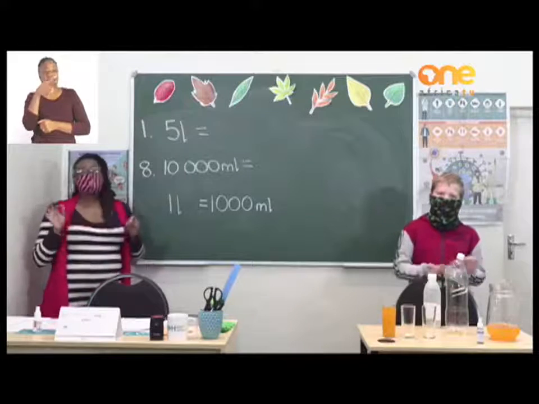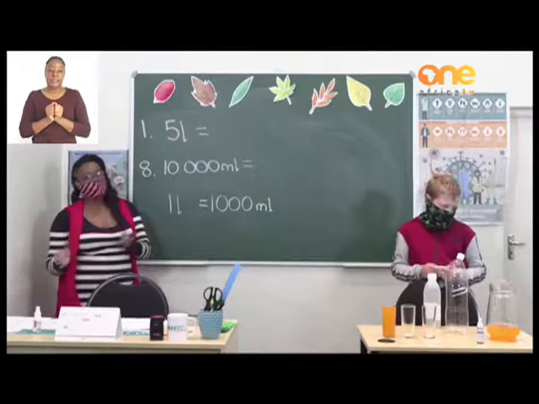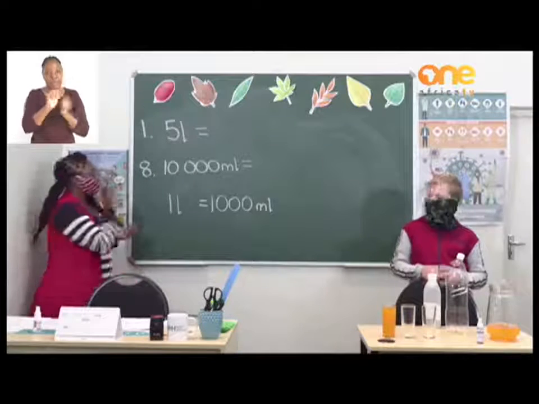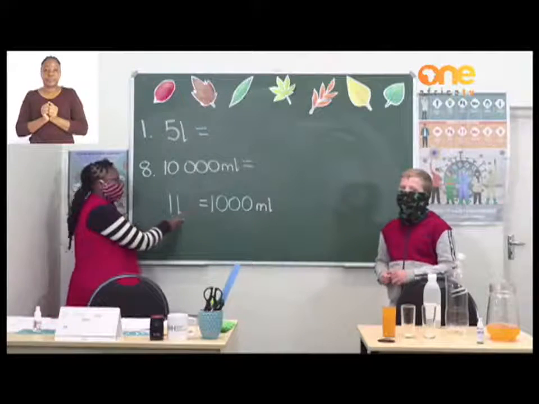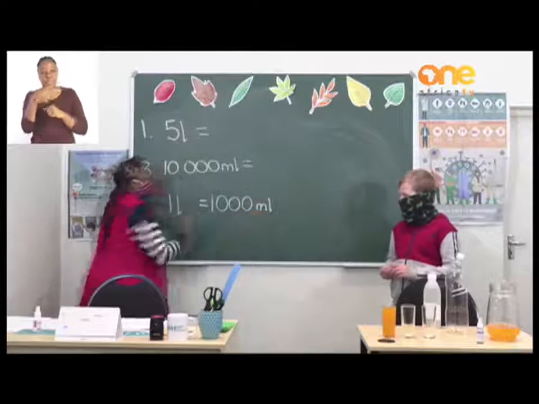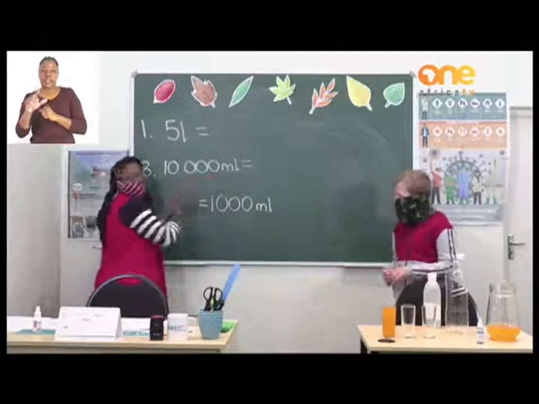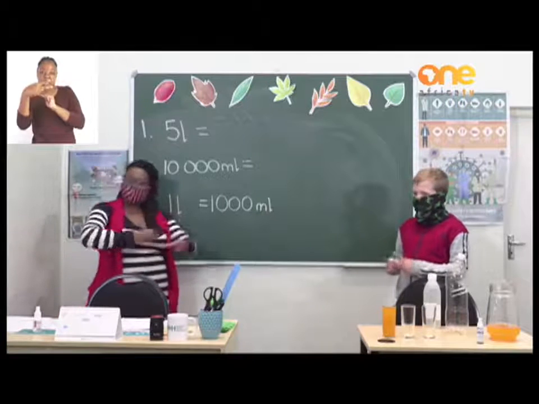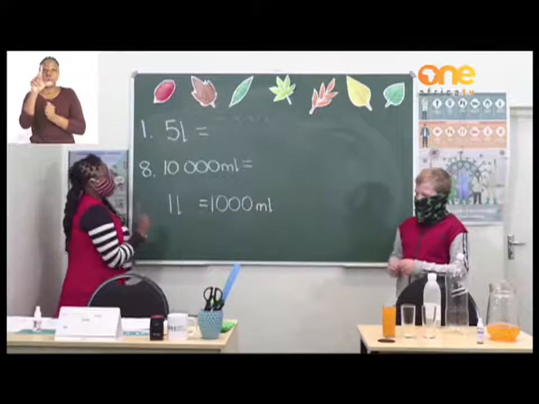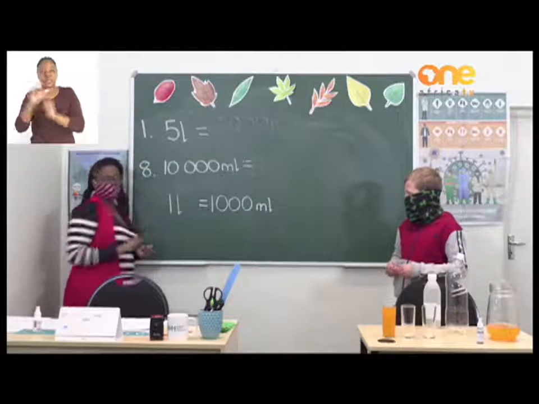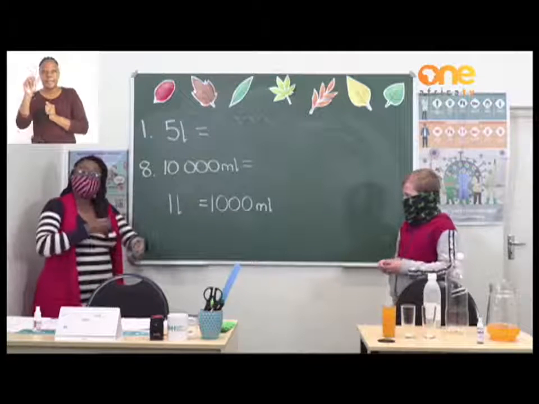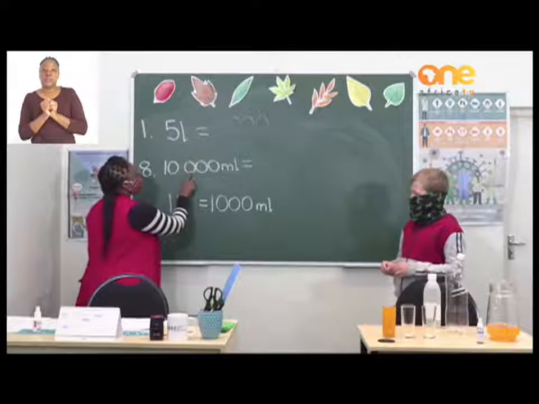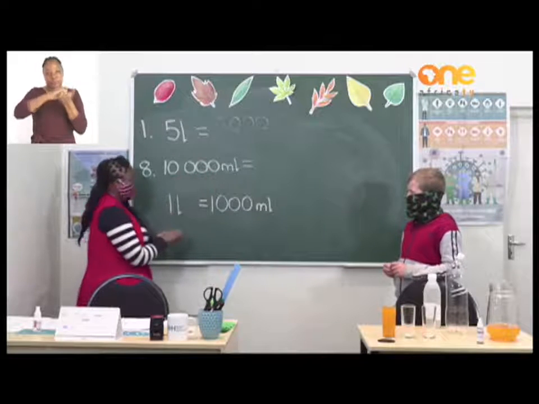Let's take a look at number 8. Now, instead of changing it from liters to milliliters, we are now changing from milliliters to liters. Let's take a look at it. Remember, our note says that 1 liter is equal to 1,000 milliliters. Here, we have 10,000 milliliters. My goodness, it seems like a lot, doesn't it? But we are going to convert or to change it to liters. Remember, we have 3 zeros for milliliters. So when we are converting to liters, instead of adding the 3 zeros, we are taking them away. So you are going to take away 1, 2, 3 zeros. And let's write it down.